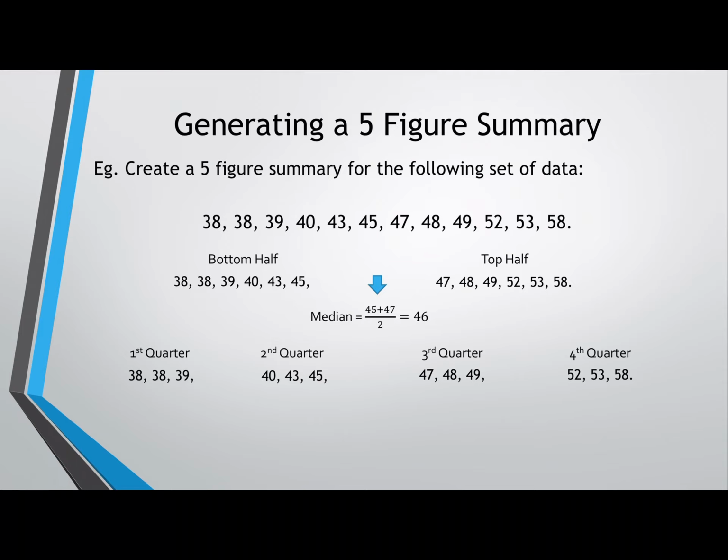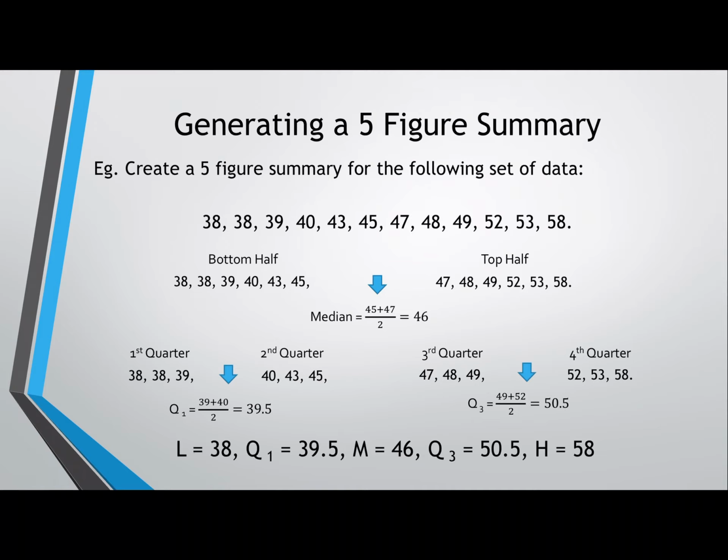So then we split it into quarters now. Because there's 12 numbers, each quarter contains 3 numbers. So for our Q1, in between those two, we find the mean of 39 and 40. So we're adding them together and halving them, which gets us 39.5. In between our third and fourth quarter, we have 49 and 52. So we're going to add 49 and 52 together and half it to get 50.5.